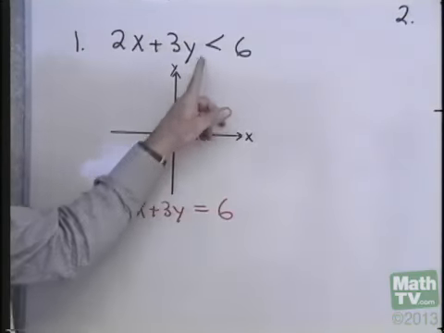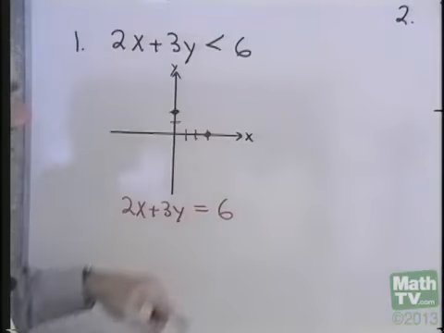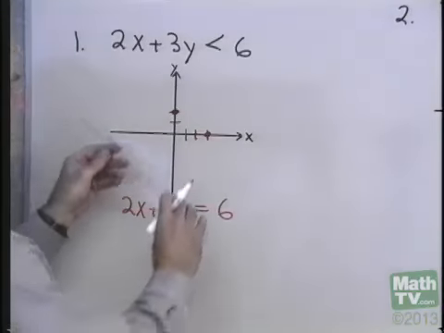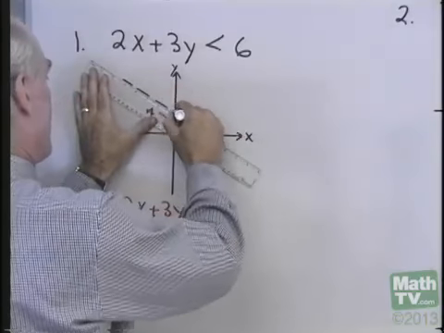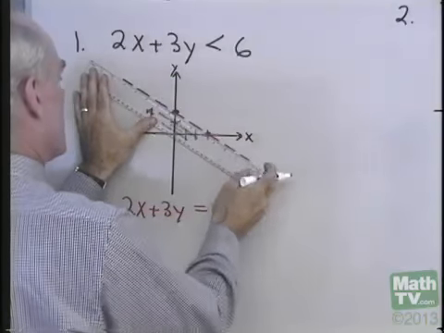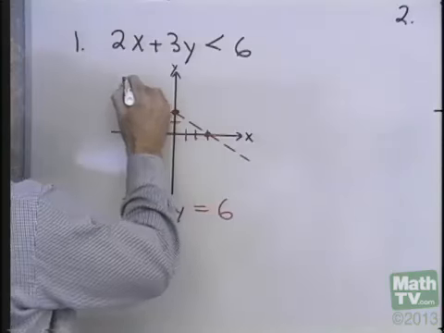Now, since this is strictly less than right here, the boundary is not going to be included in the solution set. So I want to graph the boundary with a dotted line. This shows that the boundary is not part of the solution set.